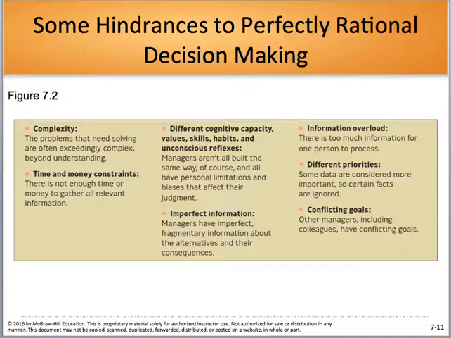Then we can have different priorities, where some of the information and data that we have we deem as important, and others we ignore. And then, of course, we can have conflicting goals. You can have conflicting goals with other managers, with your coworkers, with some of the higher ups, based on what your goals are compared to theirs. And so all of these can be hindrances.